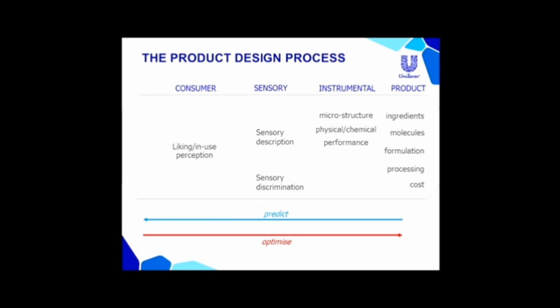We might start over here in the laboratory, where we develop new prototypes and products, ingredients, molecules, formulations, and then measure the microstructure, physical and chemical performance of the products. This is a very in-lab process, so the measurements of product performance are accurate, with low variability.